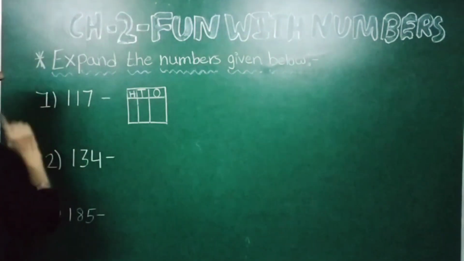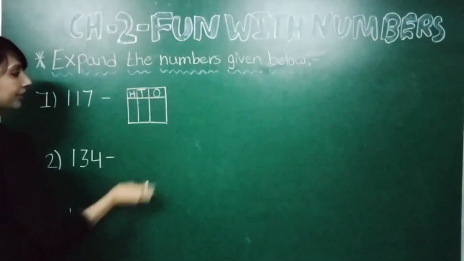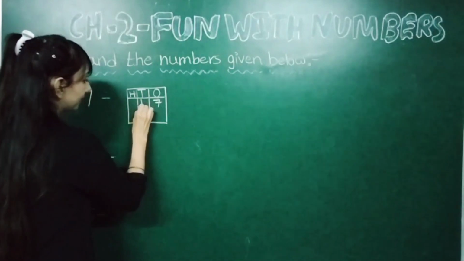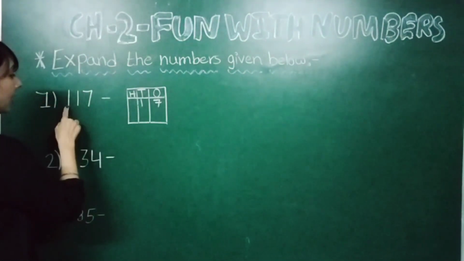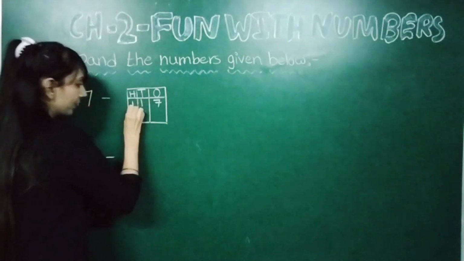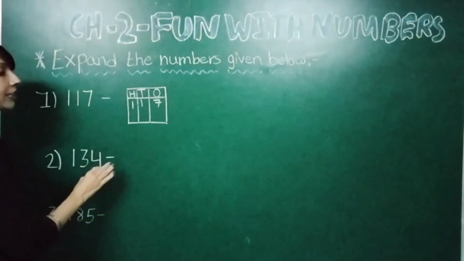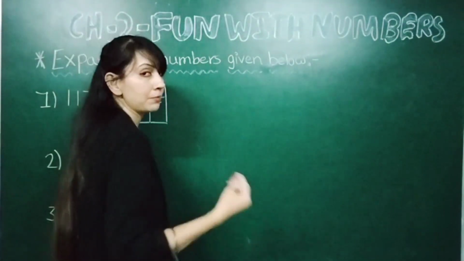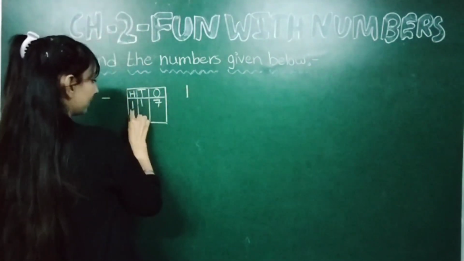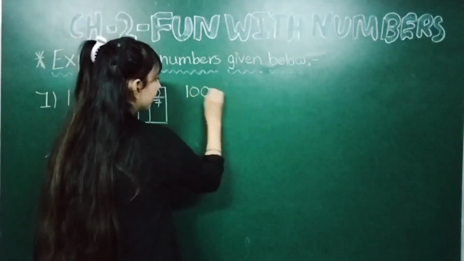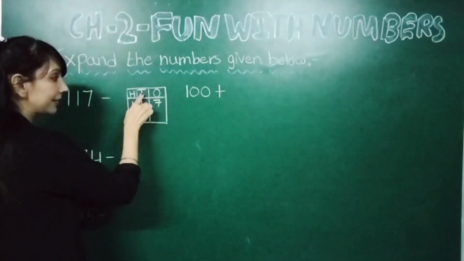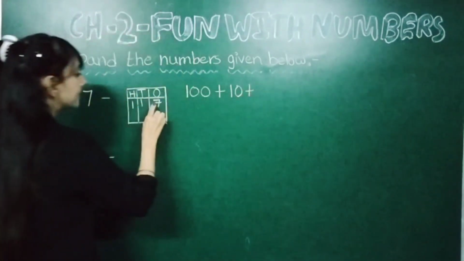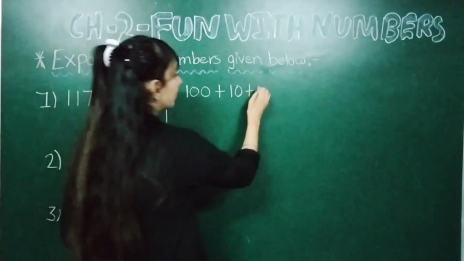Now coming to this number. 7 ones, so here we will write 7. 1 ten, so here we will write 1. Now 1 hundred, so here we will write 1. We got the place value of each digit. Now how can we write it in numbers? 100 plus 1 ten, so here we will write 10, plus 7 ones, so here we will write 7.